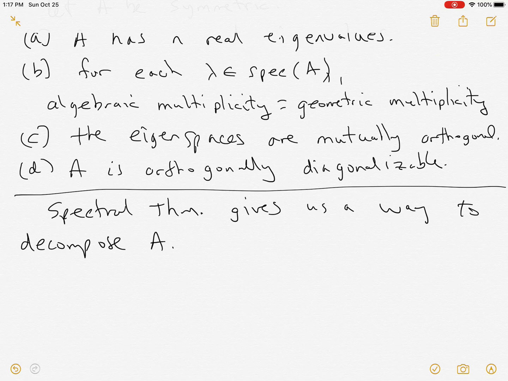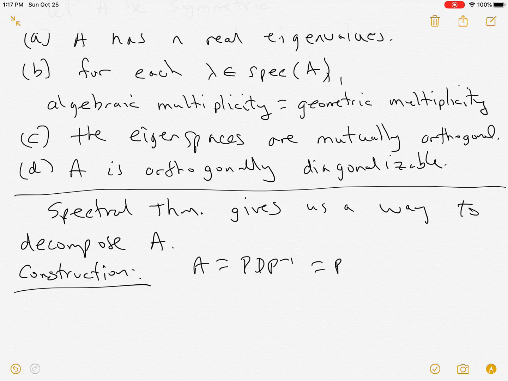And so this is a really interesting construction. It really lends itself to what's going to happen next with the quadratic form stuff and how to get those functions. So remember, this is going to be some form of construction here. Remember that A is PDP inverse or PDP transpose. All right, so this is just there to help us.